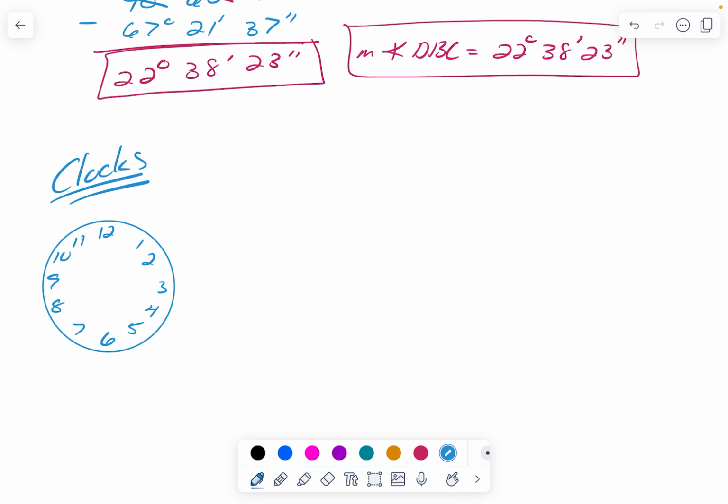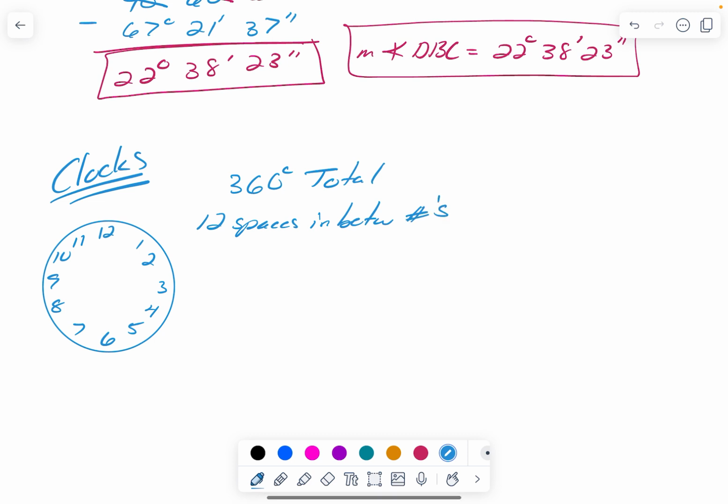Okay, so in a circle, there's 360 degrees total. If we think about between the numbers, there are 12 spaces in between the numbers, okay? And so each space is 360 divided by 12, 30 degrees. So in other words, between 12 and 1, that's 30 degrees. Between 1 and 2, that's 30 degrees, and so forth.